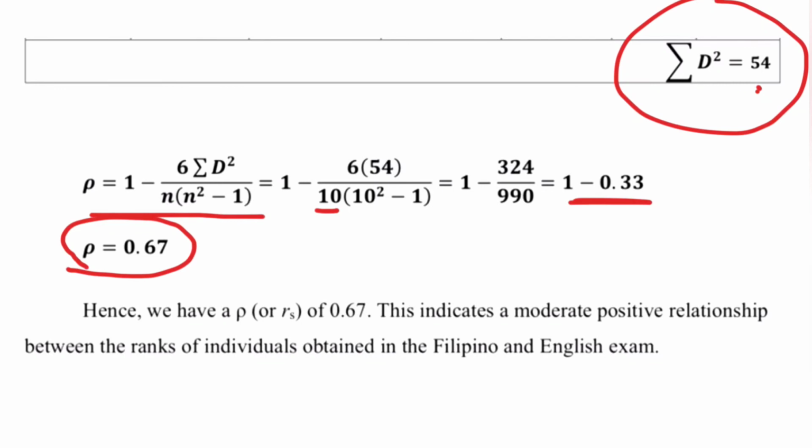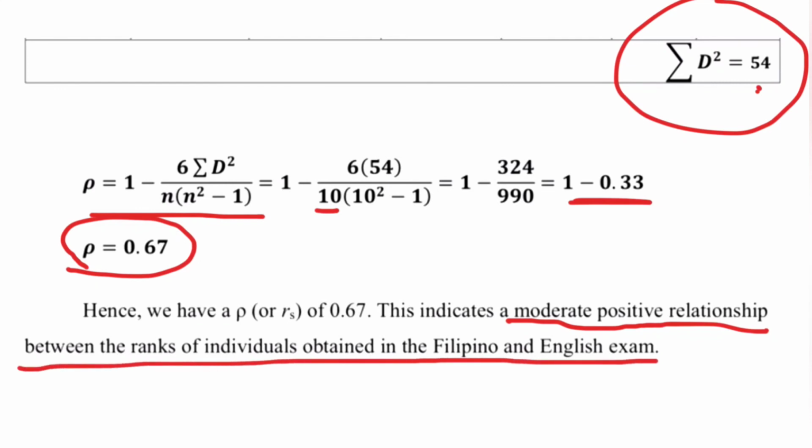So, since we have this computation, hence, we have a rho or rS of 0.67. This indicates a moderate positive relationship between the ranks of individuals obtained in the Filipino and English exam. So, natapos na tayo mag-interpret. Ayan po kung paano kinukuha yung ating Spearman rho correlation.